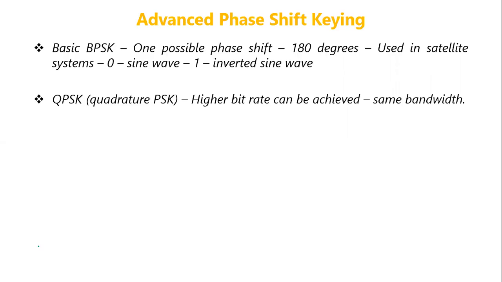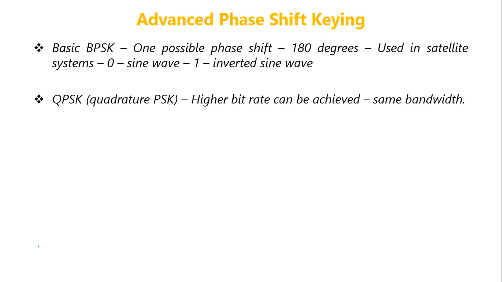So with advanced phase shift keying, the bit rate can be increased. With basic phase shift keying, only one bit can be transmitted at a time. But with advanced phase shift keying, the bit rate can be increased to a larger extent. So how can it be done? That's what we are going to discuss.